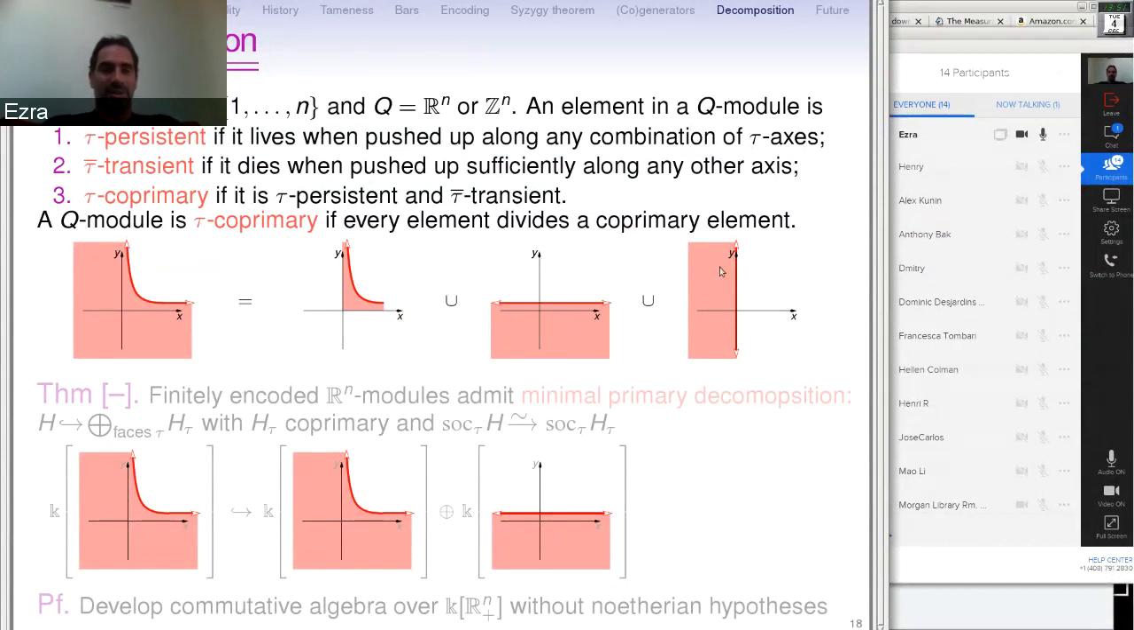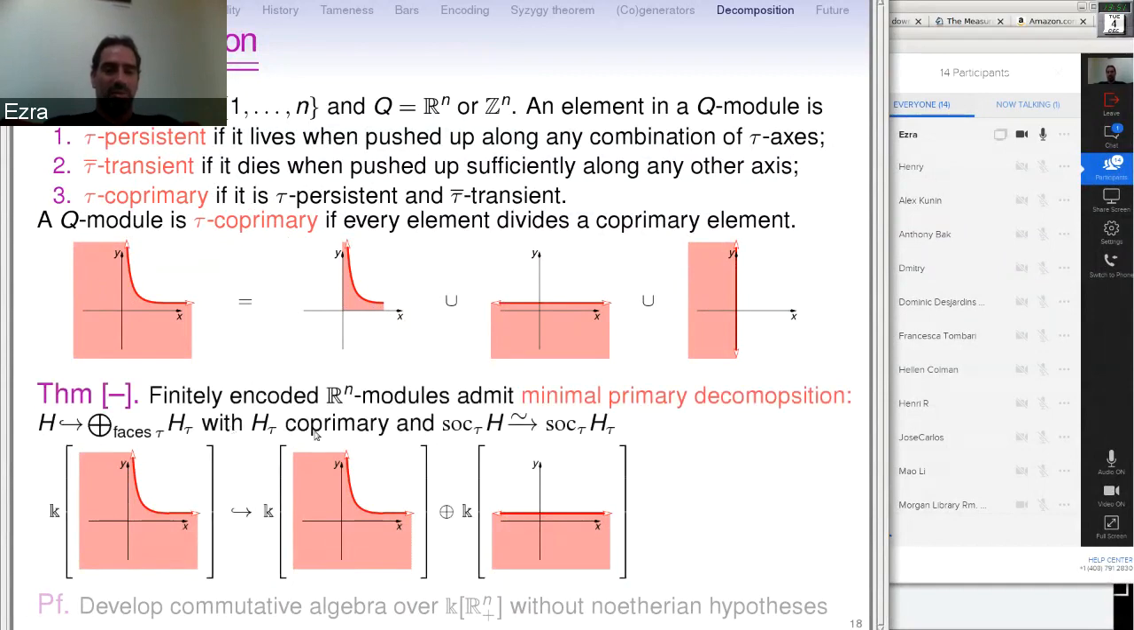These are coprimary elements, and this guy is the union of these three that corresponds to a minimal primary decomposition that looks like this. And you'll note that this one is missing because it's actually redundant. And these decompositions are canonical when you take a downset, which this thing is. This is a downset, and so this decomposition is canonical, as is this one actually, but for different reasons, for different universes.